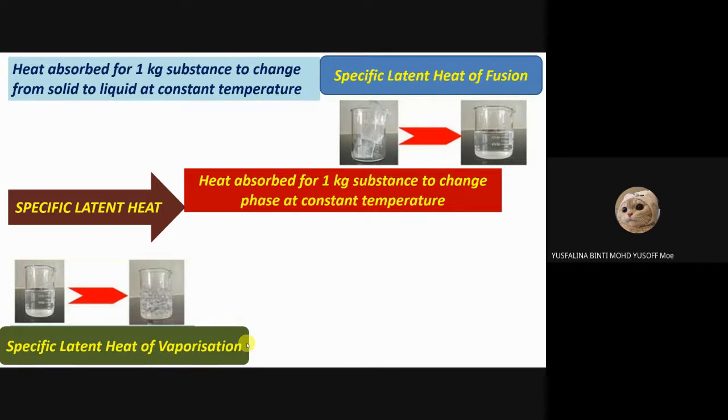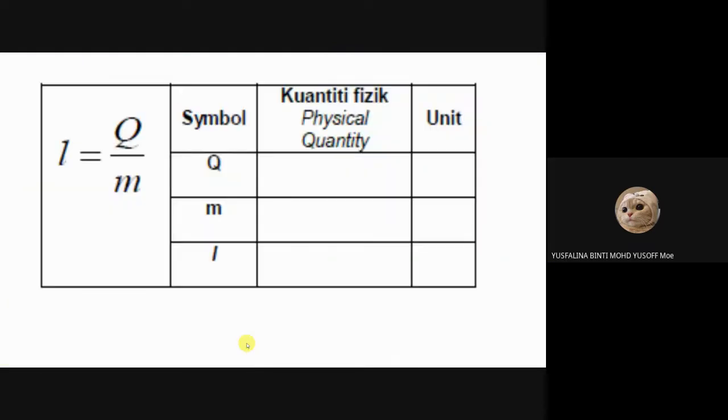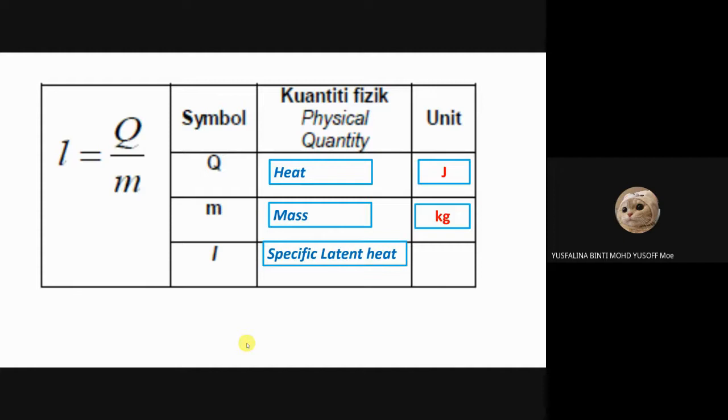Okay, I got one question to ask. Before that, this is the formula. Q is the quantity of heat or heat energy, so the unit must be in joule. M is the mass, must be in kg. L is the specific latent heat, so this one is the fixed value.